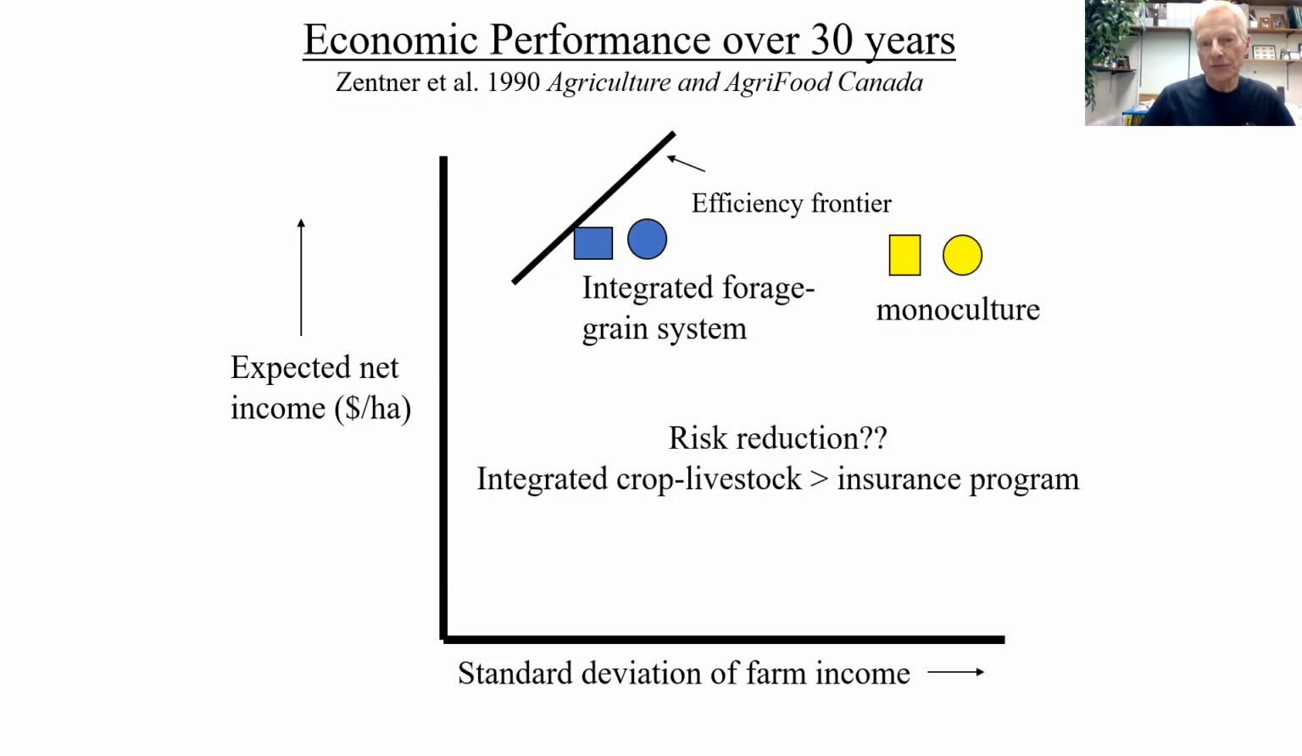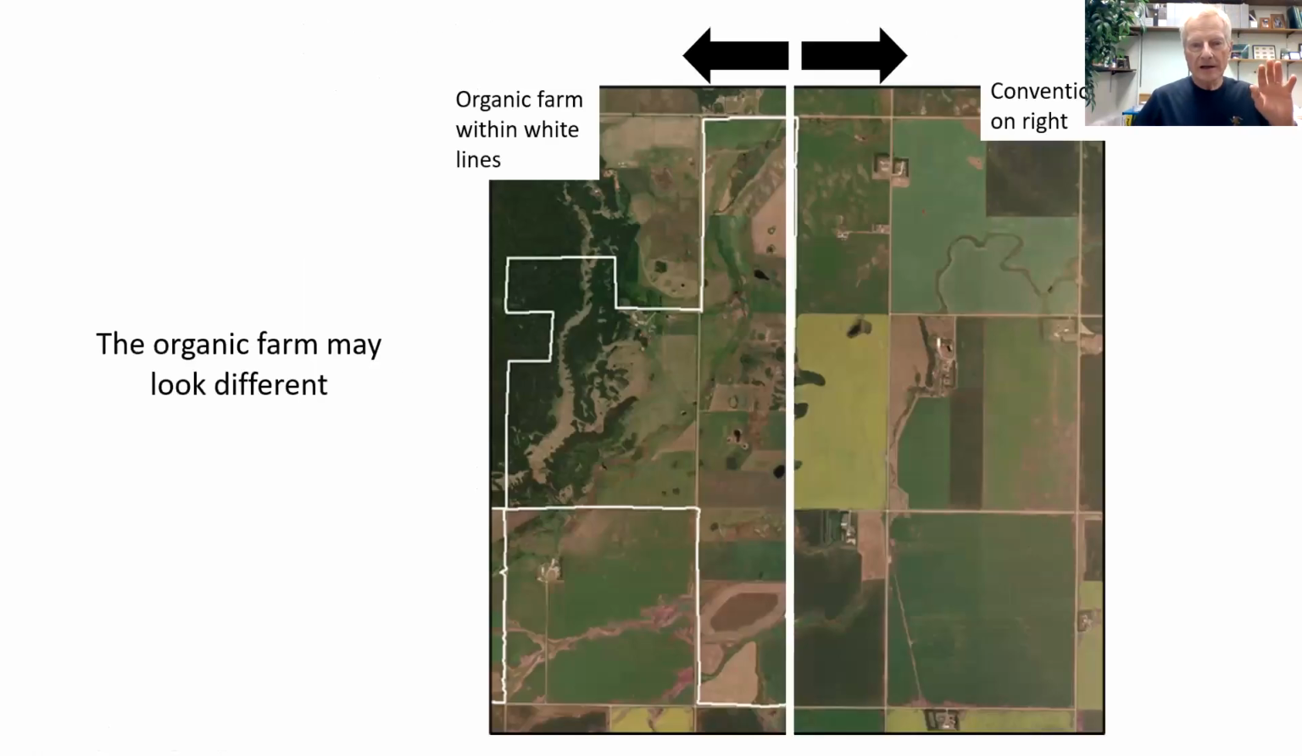So what this shows us is that if we want to look at risk reduction, the rotation was much more powerful than the insurance program. They had similar net returns, but the risk, which is the standard deviation, was much, much lower here. So, these are results that have been calculated or observed by researchers over decades.